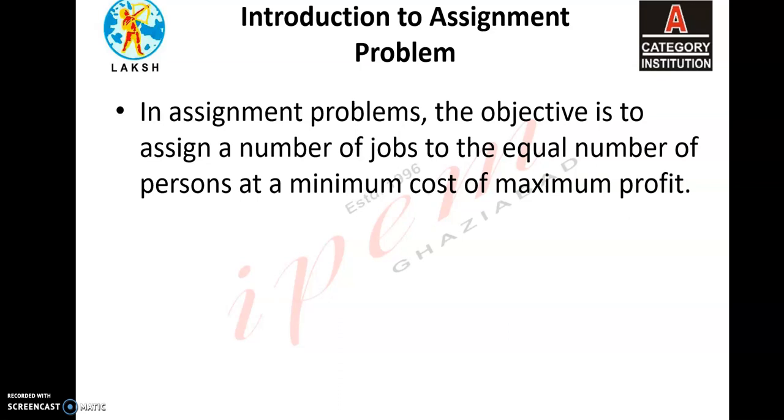Hello students, let's start today's topic, the assignment problem. It is a special case of linear programming problem in which the objective is to find the optimum allocation of a number of tasks or jobs to an equal number of persons at a minimum cost or maximum profit. For example, a departmental head may have 4 persons available for assignment and 4 jobs to fill.